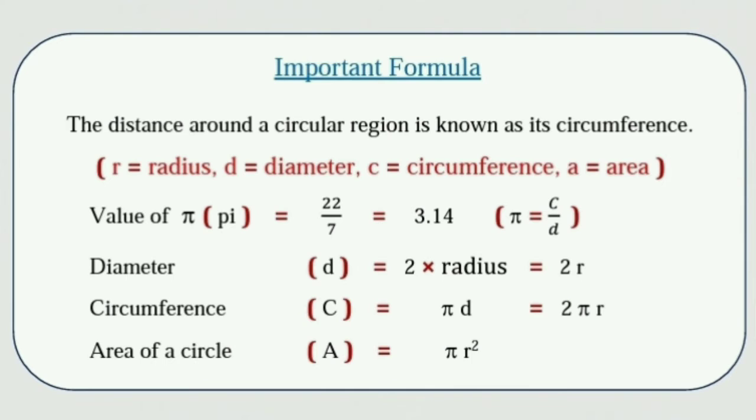Now the formula for diameter: D is equal to 2 into radius, in short 2r. Formula for circumference: C is equal to pi into D, which is equal to 2 pi r. Area of a circle: A is equal to pi r square. Is it clear, everyone? Very good. Please remember all these formulas.